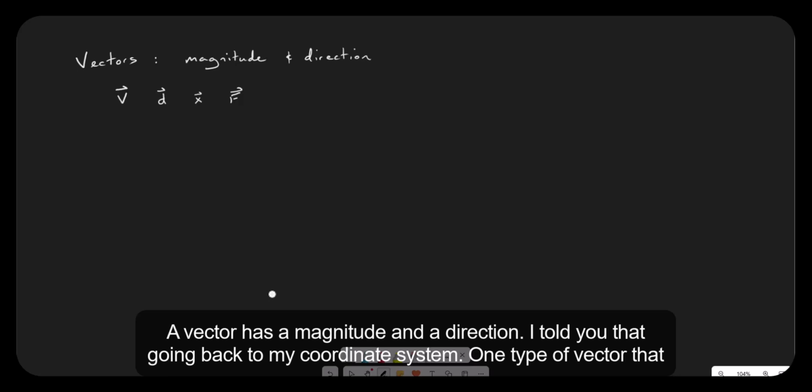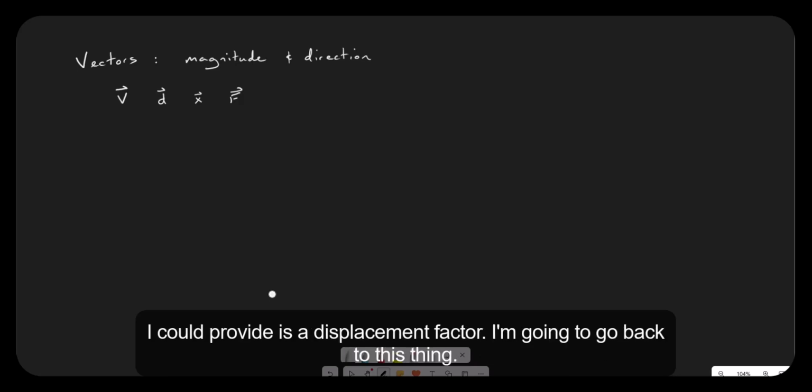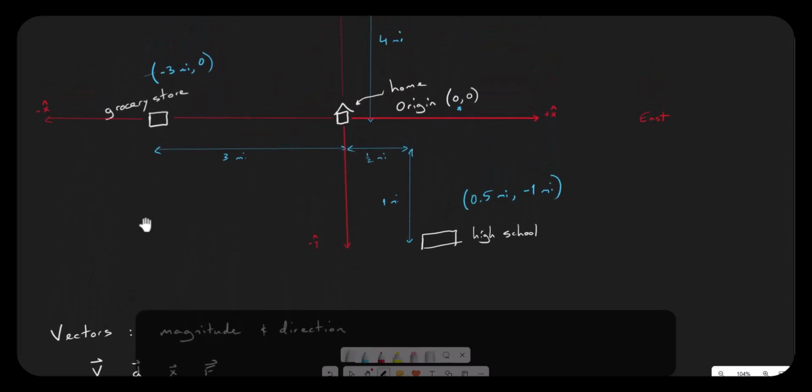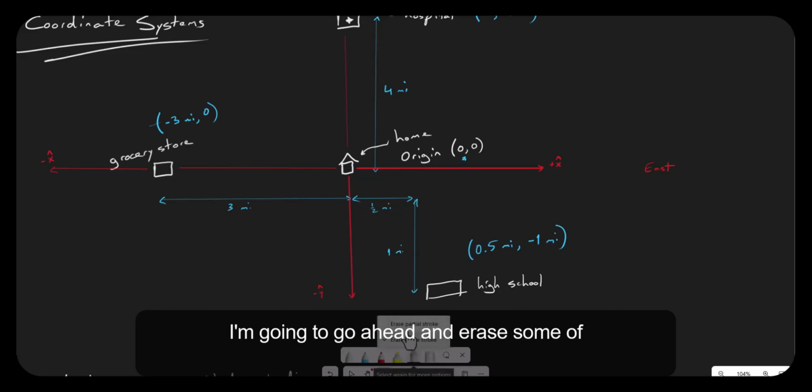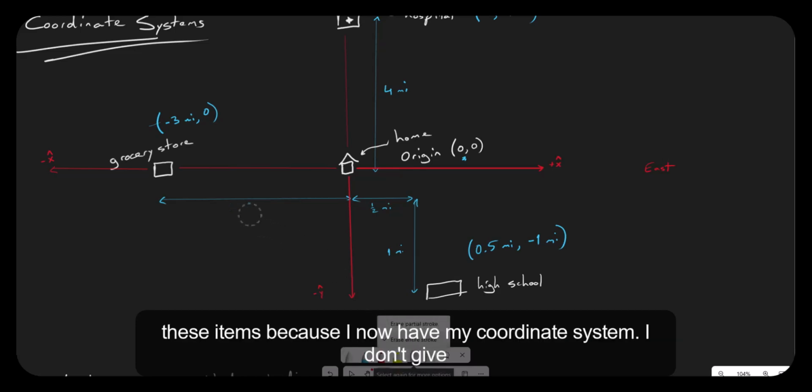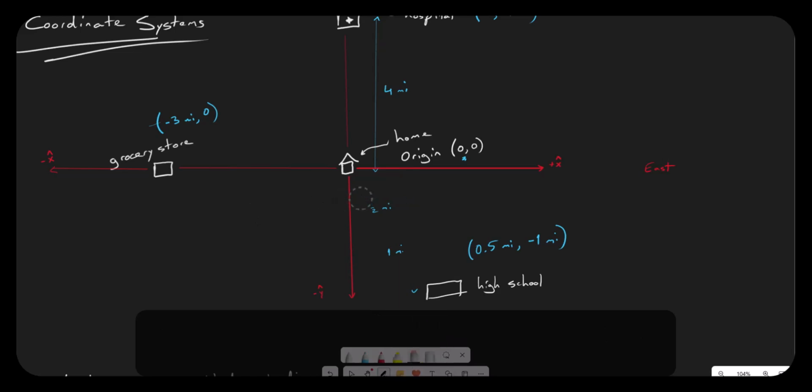Going back to my coordinate system, one type of vector that I could provide is a displacement vector. So I'm going to go back to this thing. I'm going to go ahead and erase some of these items because I now have my coordinate system. I don't need to give all of these measurements anymore.